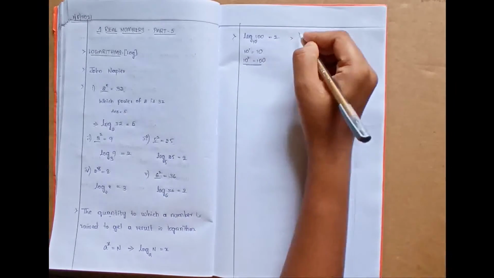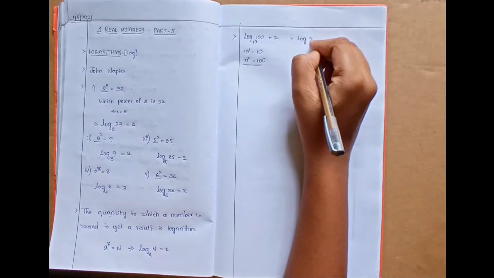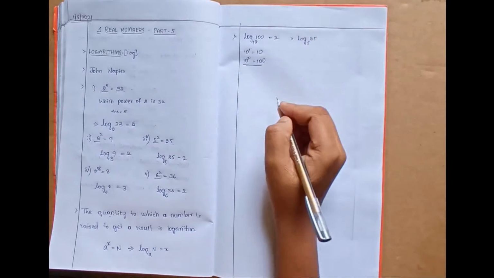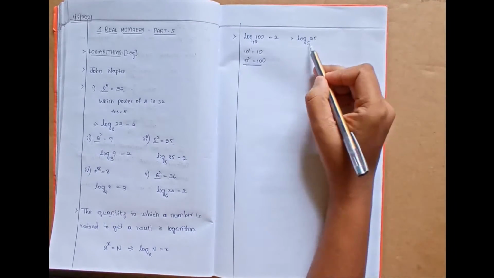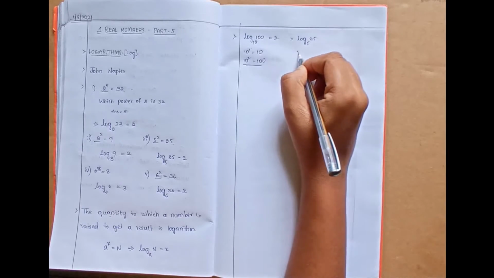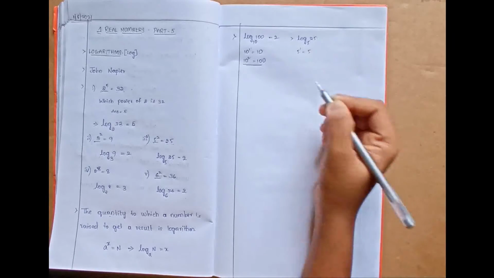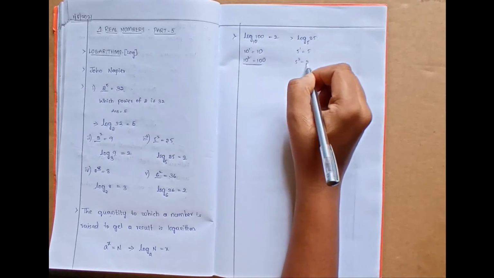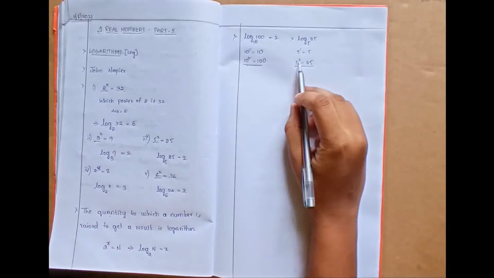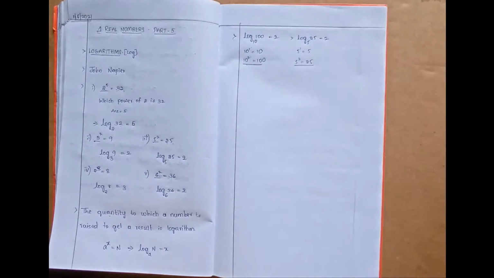Now let's take another number, log 25 to the base 5. Now how many times is 5 raised to get 25? Let's check it out. 5 to the power of 1 is equal to 5. 5 squared is equal to 25. Here 5 is raised 2 times to get 25. Here the value will be 2.